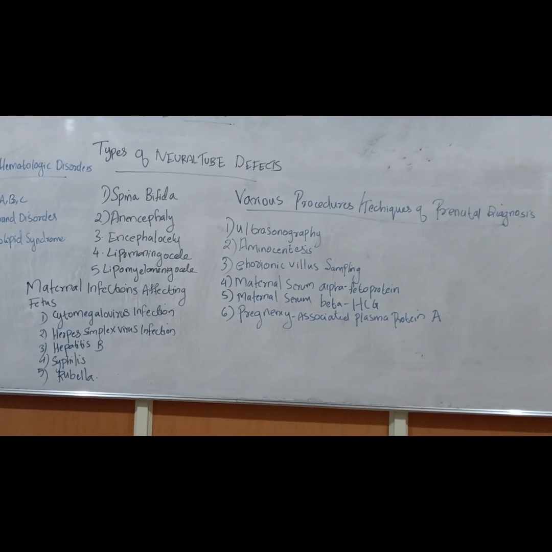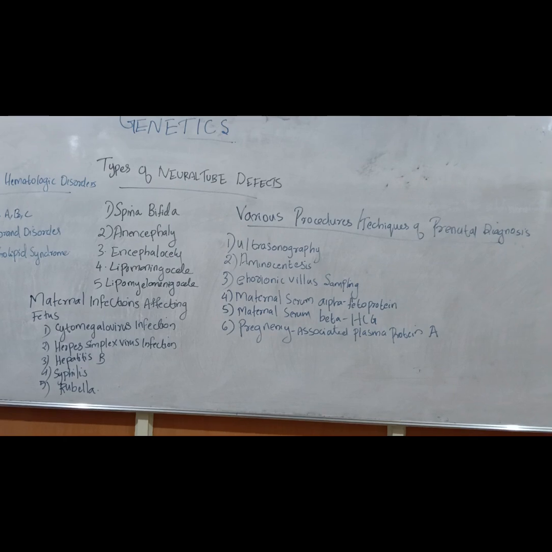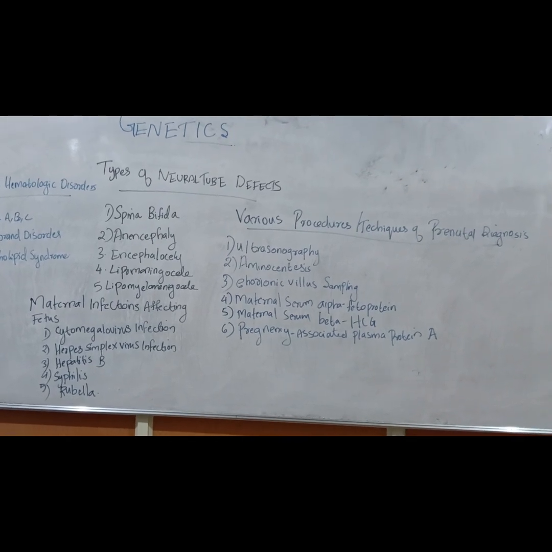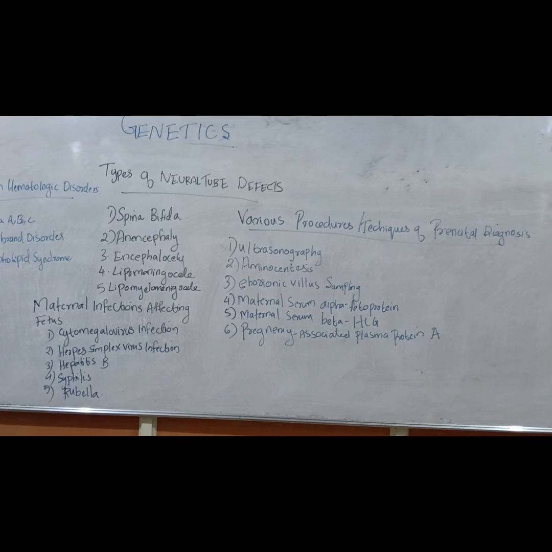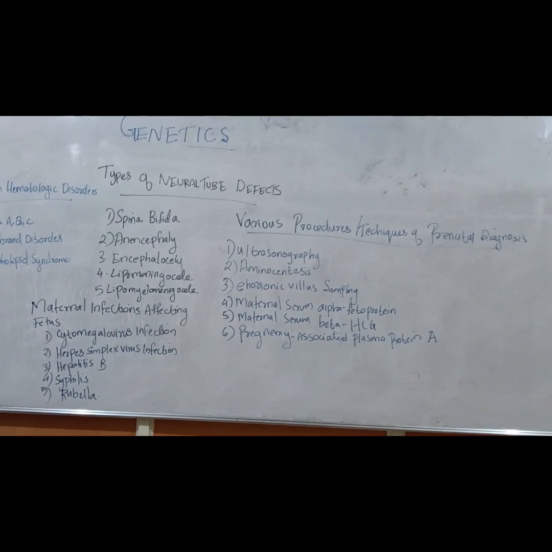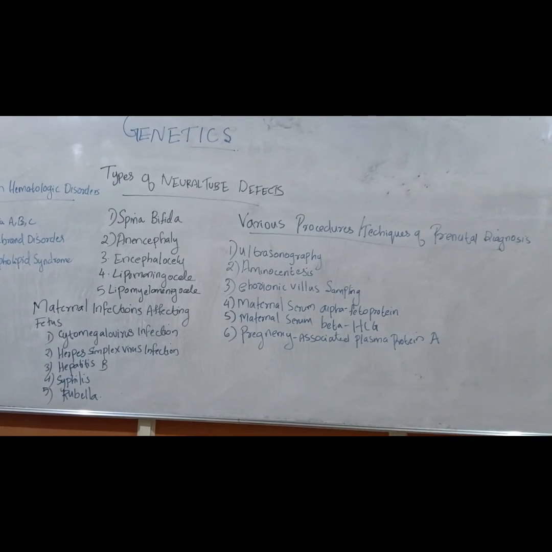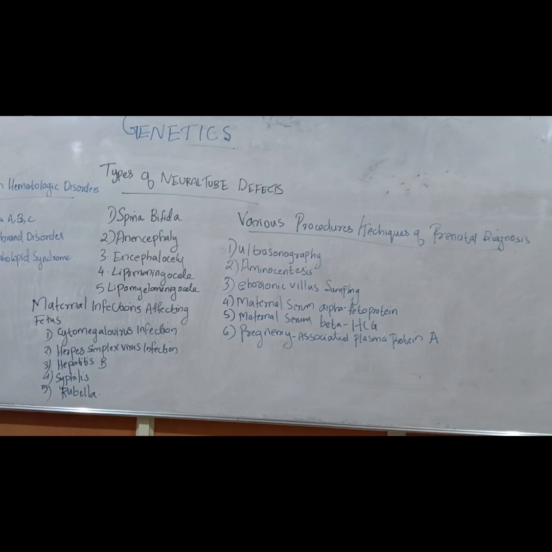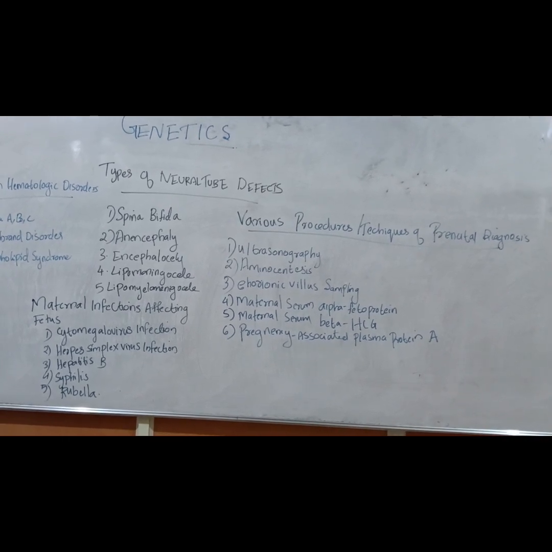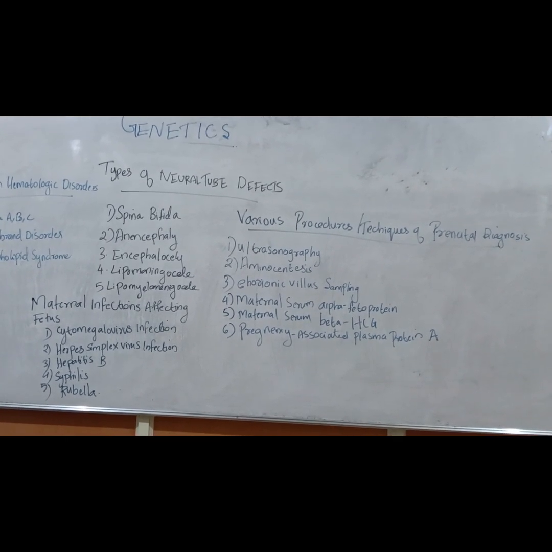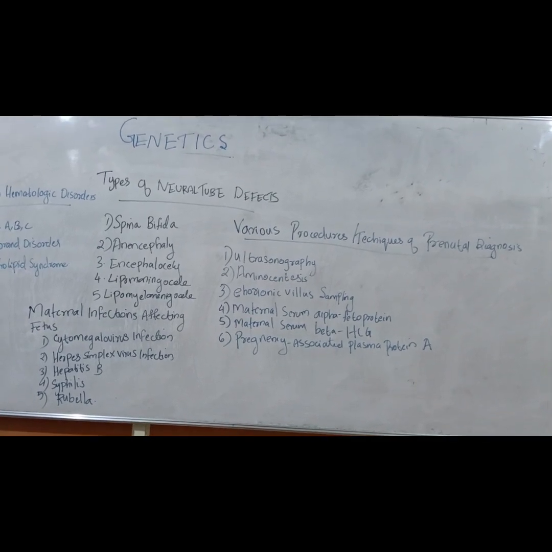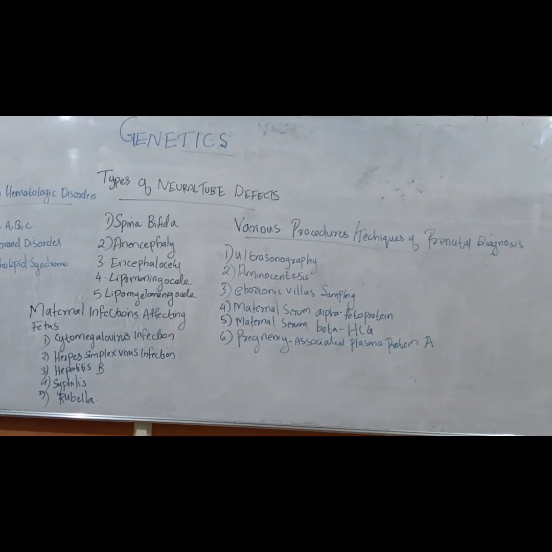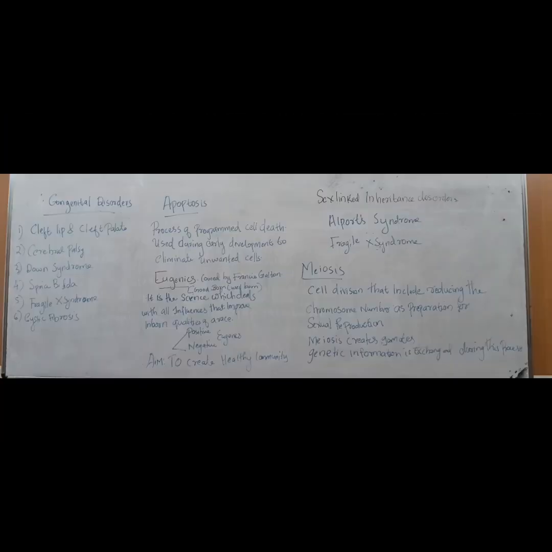Then this is a question: what are the various procedures or techniques for prenatal diagnosis? This was a frequently asked question in genetics: ultrasonography, amniocentesis, chorionic villus sampling, maternal serum alpha fetoprotein test, maternal serum beta HCG test and pregnancy associated plasma protein A test. These are the various procedures or techniques for prenatal diagnosis.